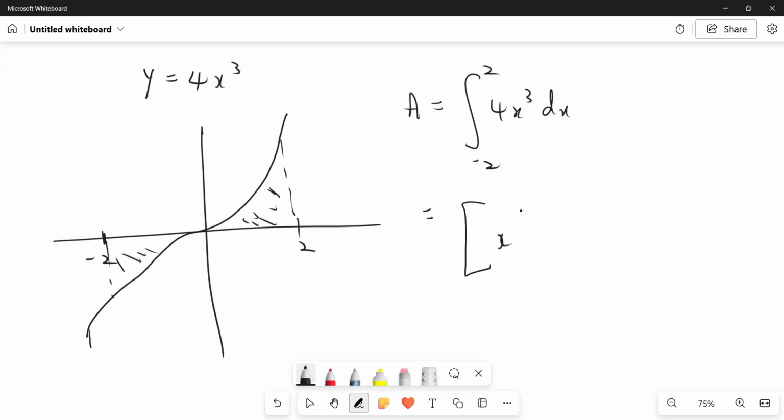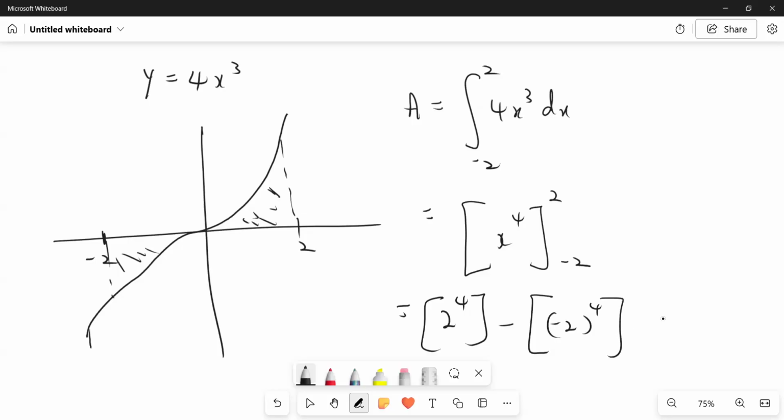This will be x to the 4, from minus 2 to 2, which equals 2 to the 4 minus minus 2 to the 4. And guess what you'll get? Somebody tell me what you'll get.